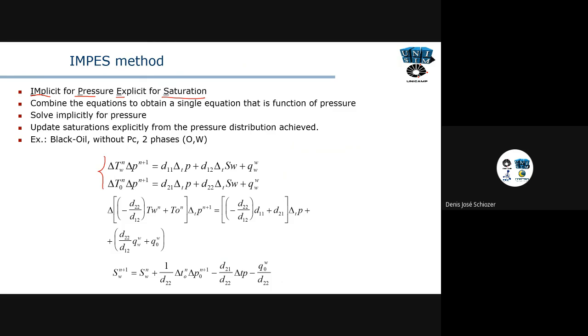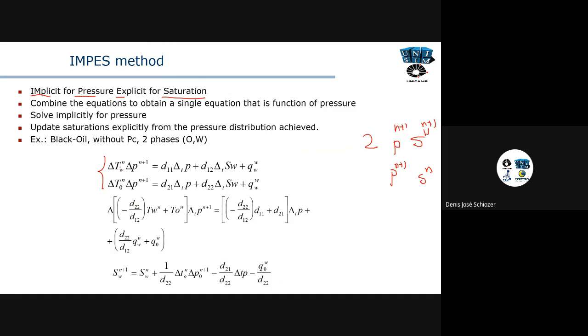So let's assume I have a two-phase simulator where we have only pressure and water saturation as our unknowns. If I have a fully implicit method, both will be treated at n+1, okay? If I use an IMPES method, then the pressure will be n+1 and the saturation will be n. So it will be treated as n.